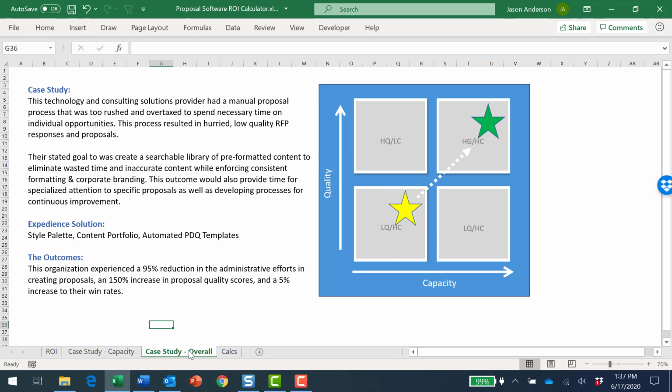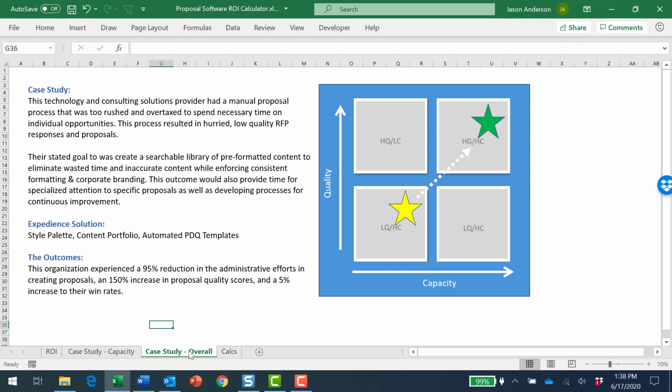So don't be offended if, when you do that analysis of your proposal process, you find yourself in that lower left-hand quadrant as well. But this particular solution, this company is a technology solutions provider that had a real manual process that was extremely rushed because of the workload. What happened was, again, a real quality and capacity problem set.